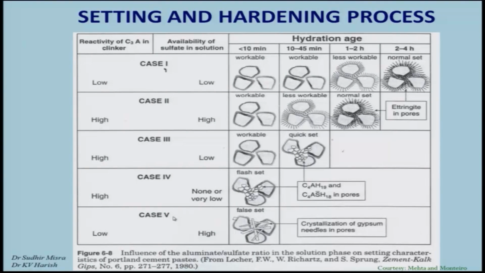And coming on to case 5, where the C3A content is substantially low and the sulfate content is substantially higher than what is actually required to balance. In such case the mixture does not set at all. It is explained as false set. So the mixture does not set within 10 minutes, it does not set within 10 to 45 minutes, or it does not set at all completely. So the purpose of this figure is to indicate that for the regular Portland cement based systems, case 1 and case 2 are preferred and other cases generally are rejected, or we do not prefer other cases.